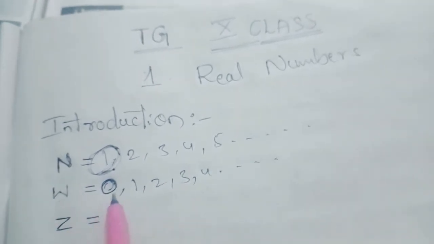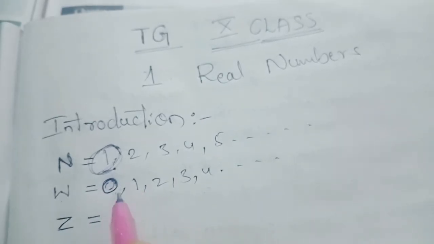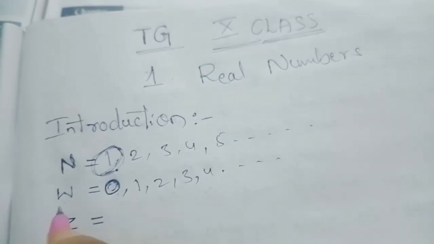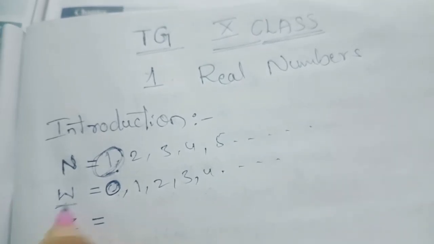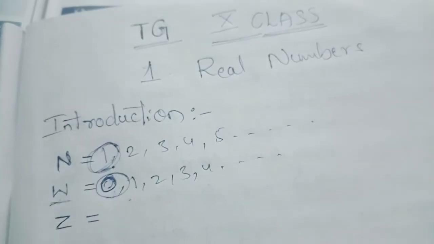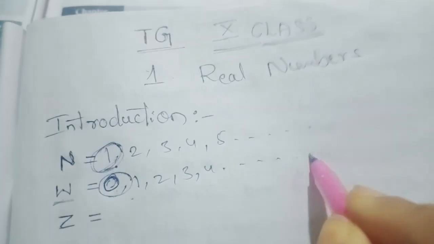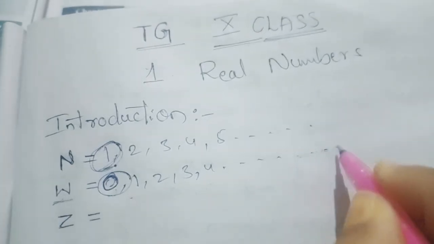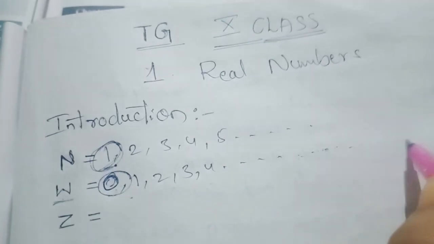When we add 0 to the natural numbers, these are called whole numbers. Whole numbers are represented by W. The smallest whole number is 0. The biggest whole number we cannot say, because 1, 2, 3, 4, these numbers are infinite, and so on.